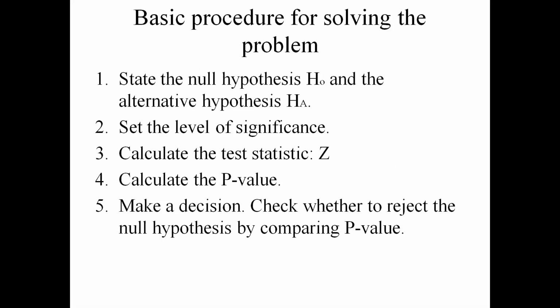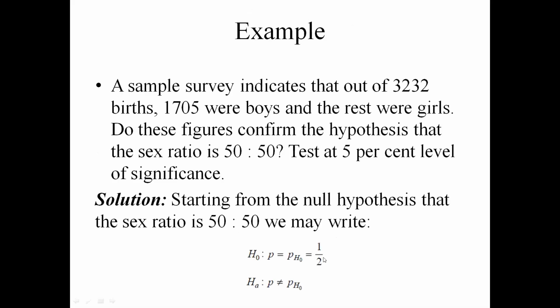The basic procedure for solving the problems: the first step is to state the null hypothesis H naught and the alternative hypothesis HA. The second step is to set the level of significance. The third is to calculate the test statistic Z. The fourth is to calculate the p-value, and the fifth is to make a decision, whether to reject the null hypothesis, by comparing the p-value. Let us solve one example using these steps.